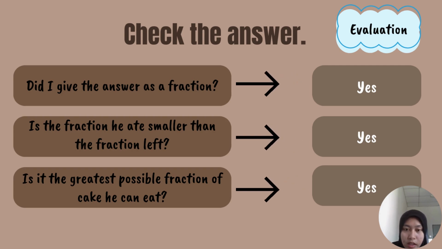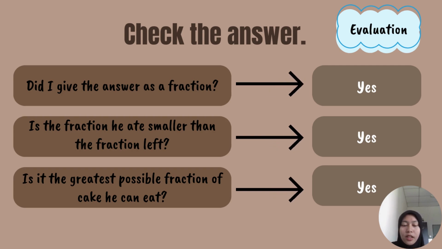Second, is the fraction he ate smaller than the fraction left? Yes, it is smaller than the fraction left. Third, is it the greatest possible fraction of cake he can eat? Yes, it is the greatest possible fraction of cake he can eat. If you can see here, the concept of computational thinking involved is evaluation.